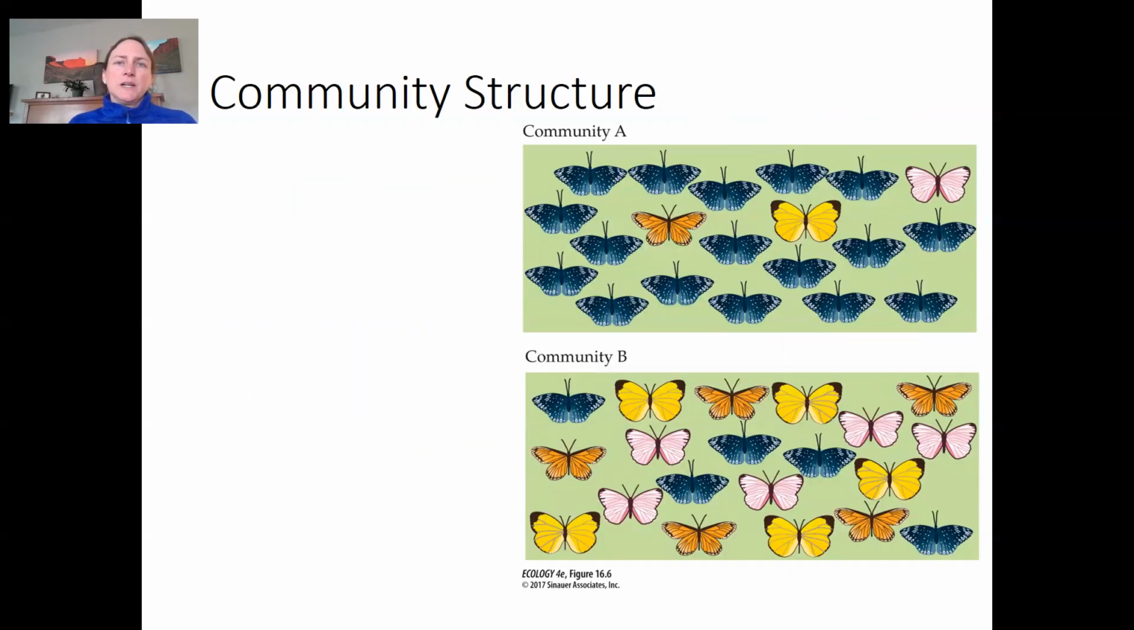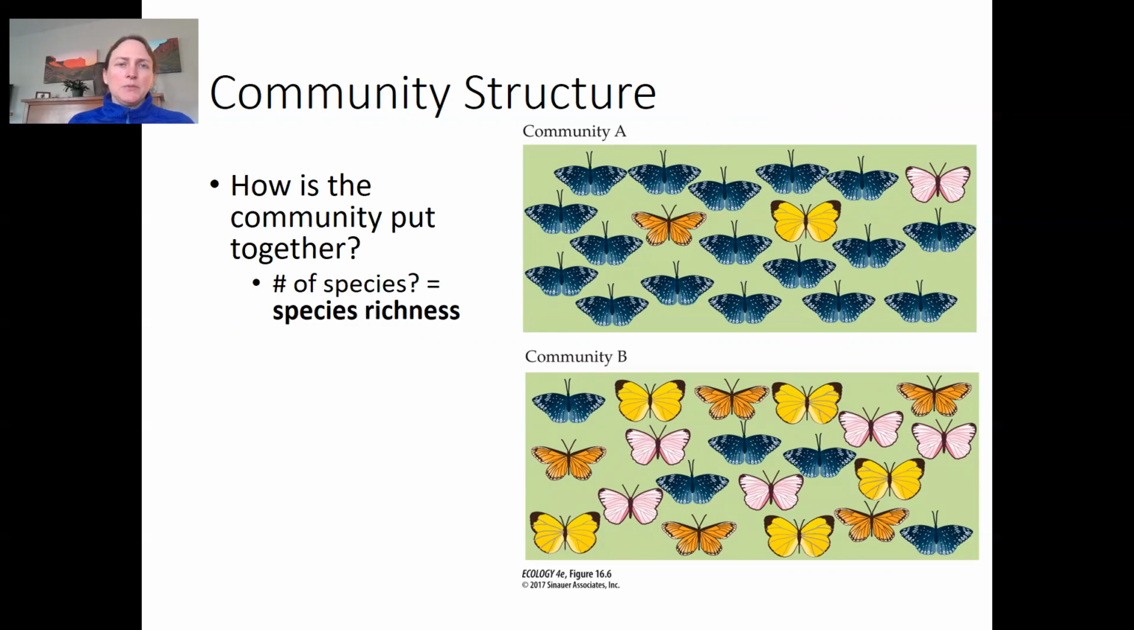So a lot of what we're going to talk about today is how communities are structured. And structure is a really interesting way to think about communities. It has to do with how they're put together, who the components are, how they function, how these different species interact, and how we can start to make measurements of community dynamics. So how is the community put together?